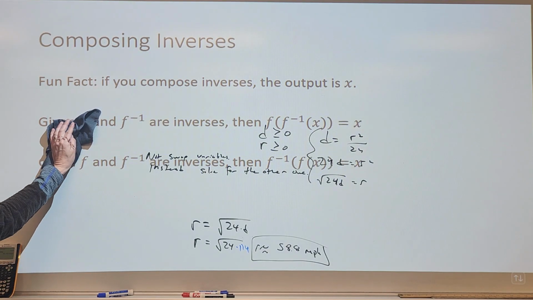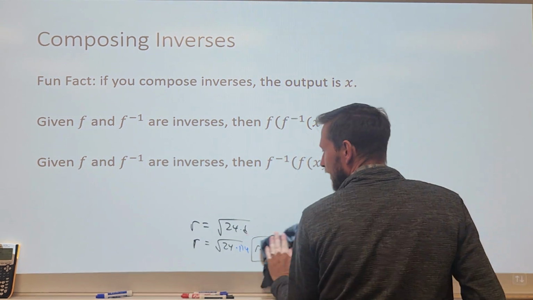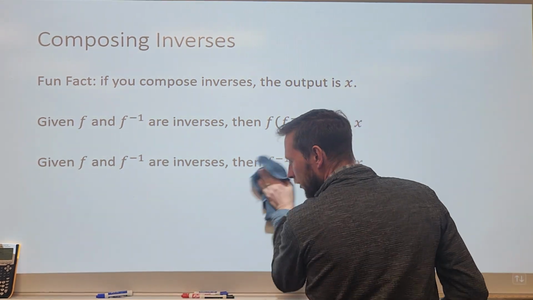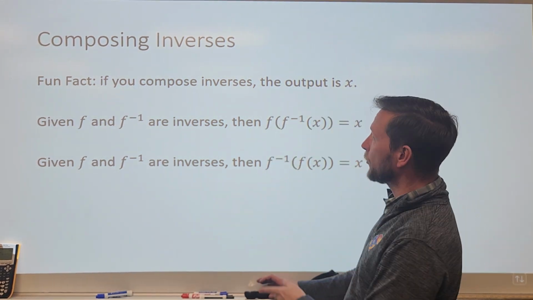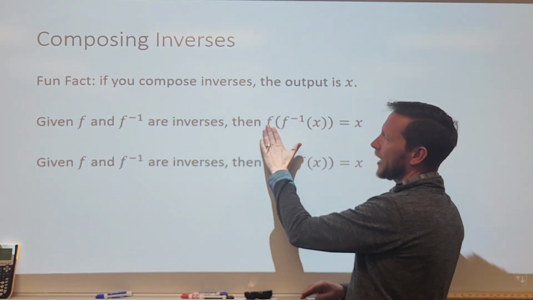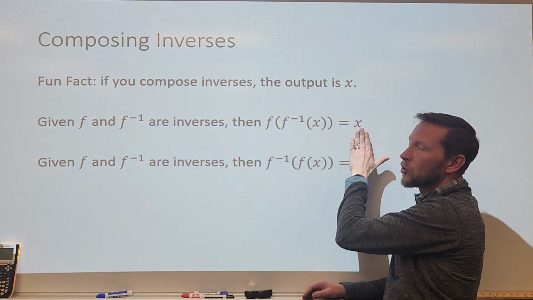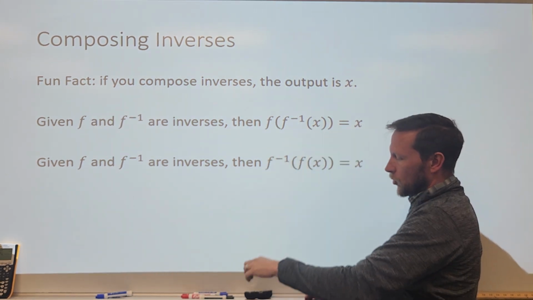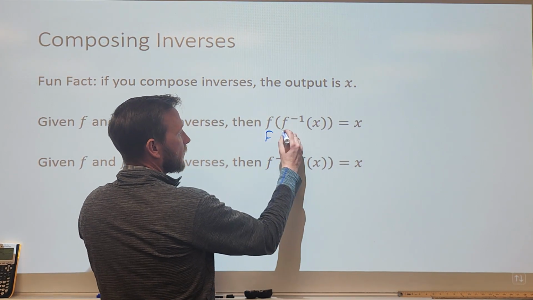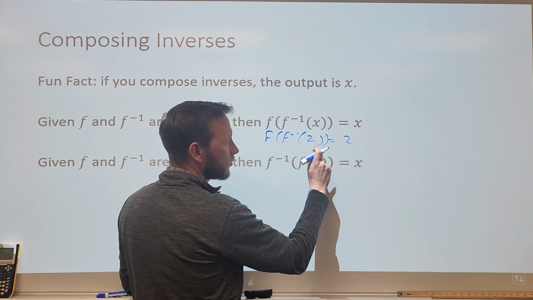All right, now here's the last little fun fact, and then we are going to be done. And that is the inverses, when composed, give you an output of x. So if you have f and f negative 1 of x, and you compose them, you're going to get the output of just x. So that also means that f of the inverse of f of 2 is going to give us 2.